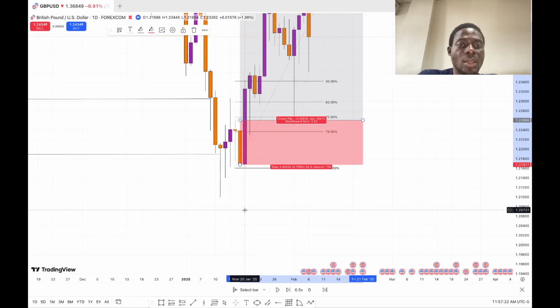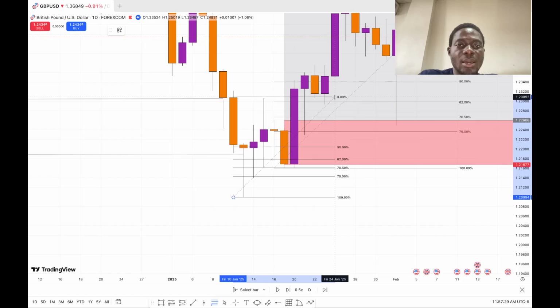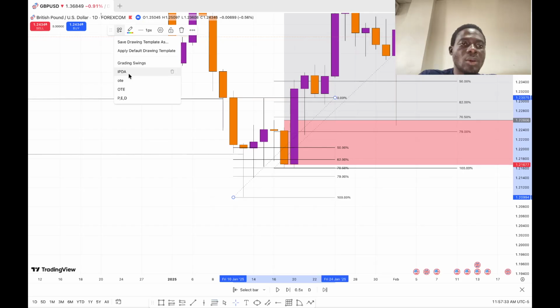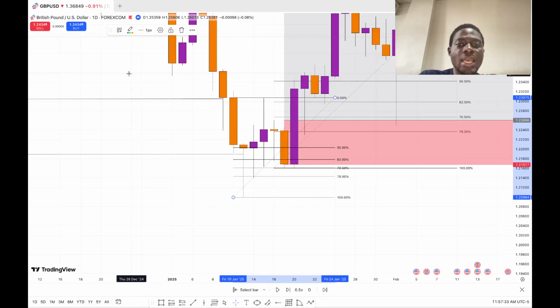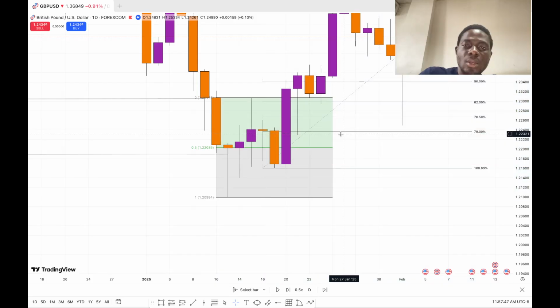So let's go back and then let's measure this one, and let me show you the IPDA point. The IPDA shows that the order block is found at or around the 50% level. Look at where the order block is. Look at this, from this consolidation low to this consolidation high before market broke out. Where's the order block? It's around the midpoint. Can you see that? So let me vanish this one so that you can see well.